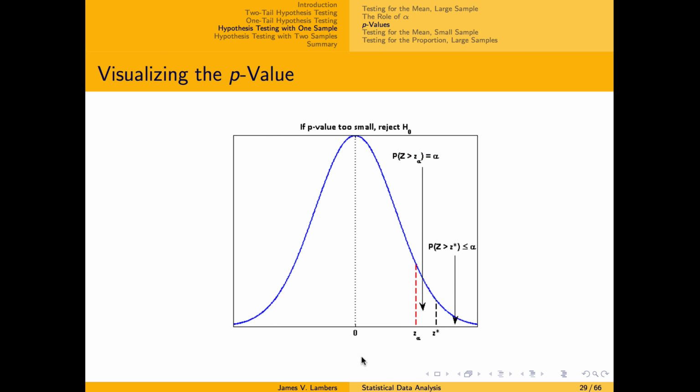Let's visualize the determination of a p-value. Here, z star is greater than z alpha, which implies rejection of H0. Therefore, the probability that z is greater than z star is less than the probability that z is greater than z alpha, which is alpha. On the other hand, if the probability that z is greater than z star was greater than alpha, then z star would be to the left of z alpha, which would mean that H0 would not be rejected.